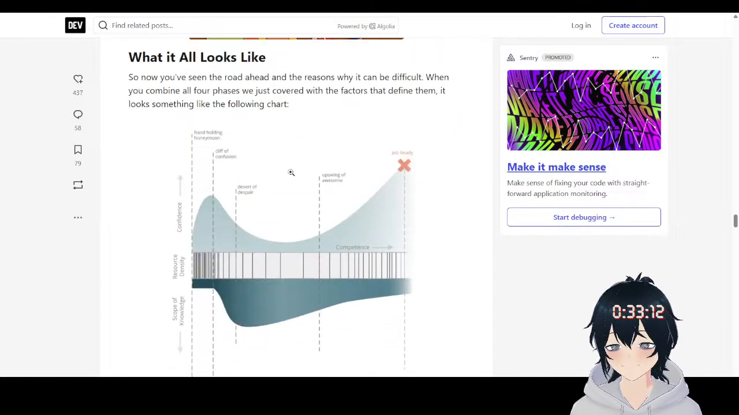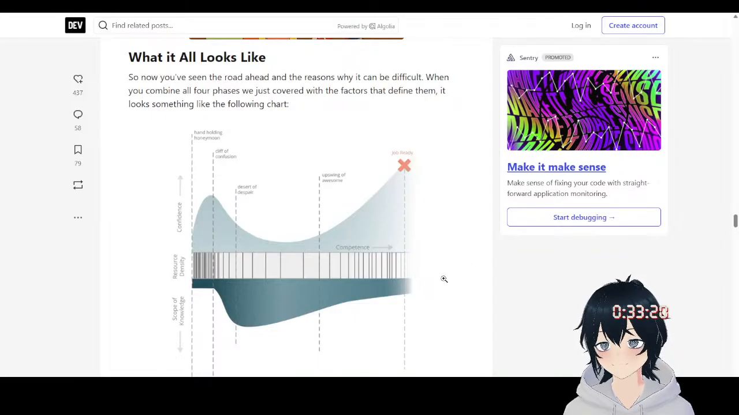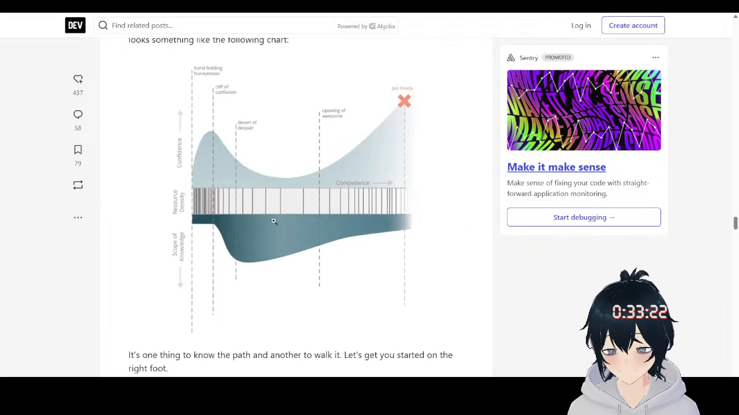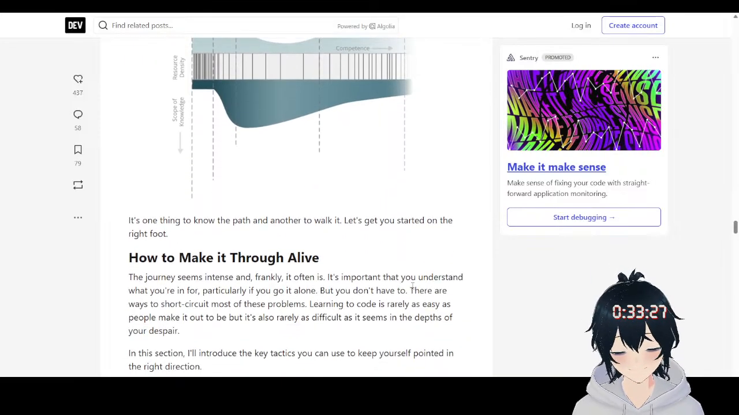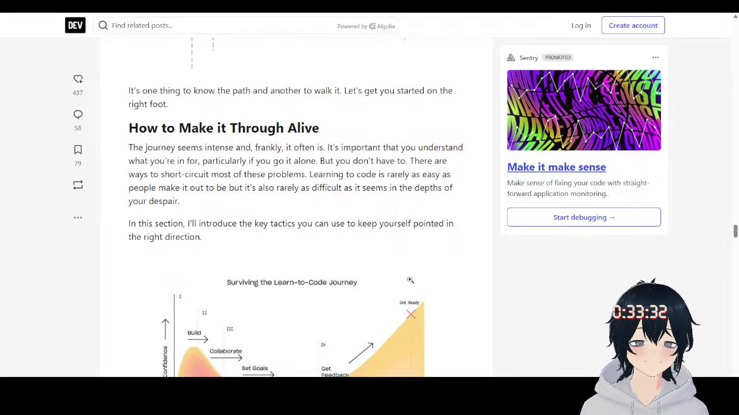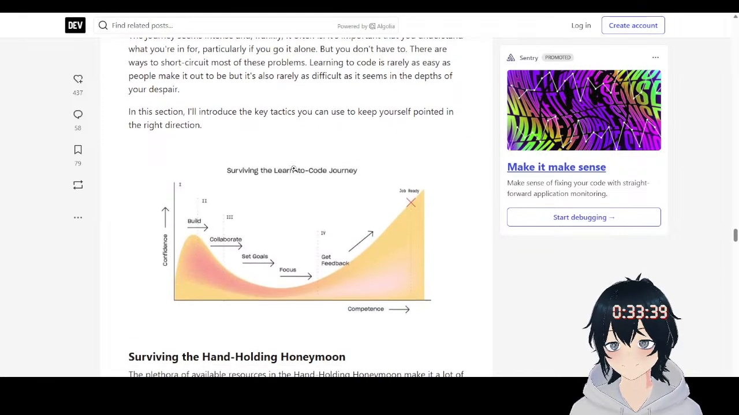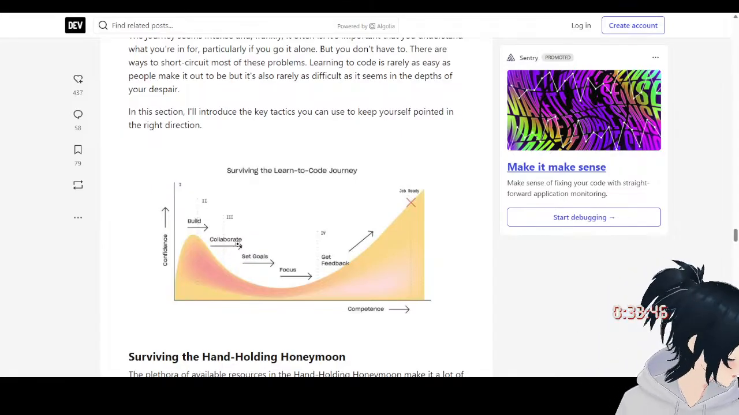Okay. I have seen the road, why users can be difficult. Combine all 4 phases. Something like this. This is the knowledge that you need, and this is the job. Huh. How to make it through a life? Yes. Build, collaborate.